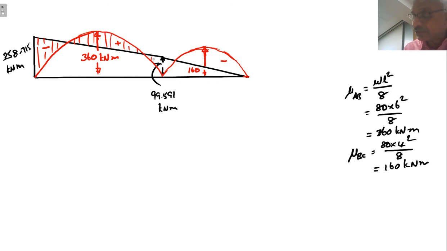This is the net diagram. So this is negative. This is again negative. Again negative. So this is positive. Actually this is negative. This is positive. This is positive. So this is the bending moment diagram.